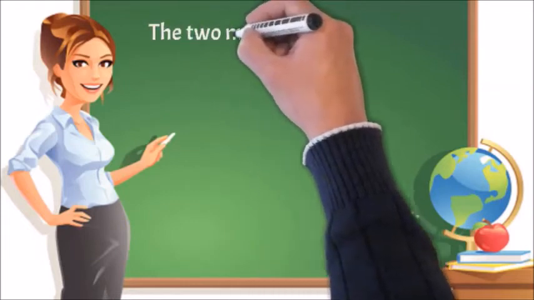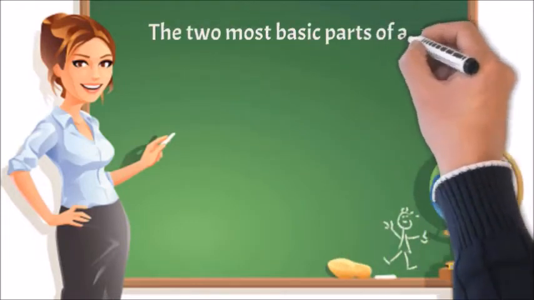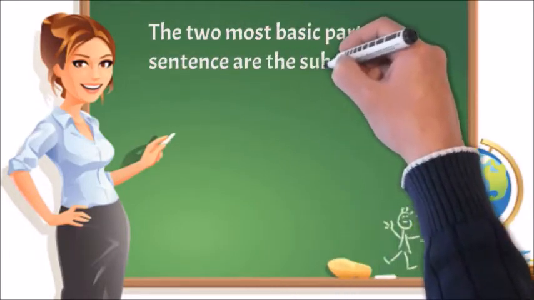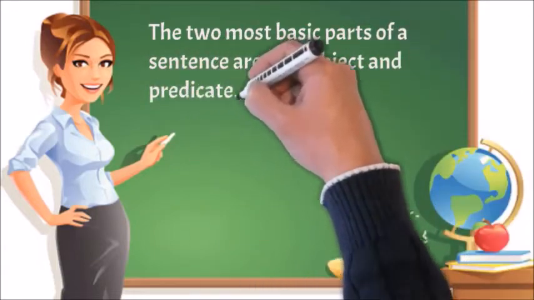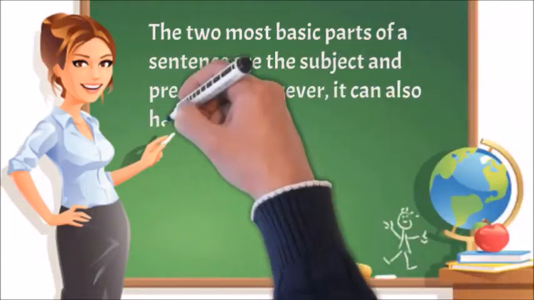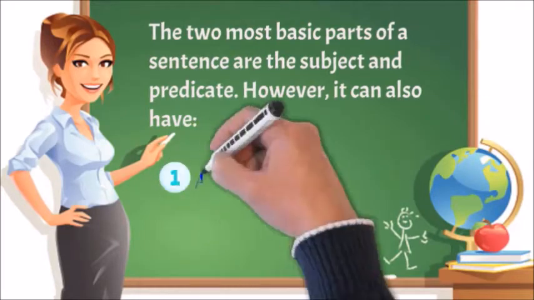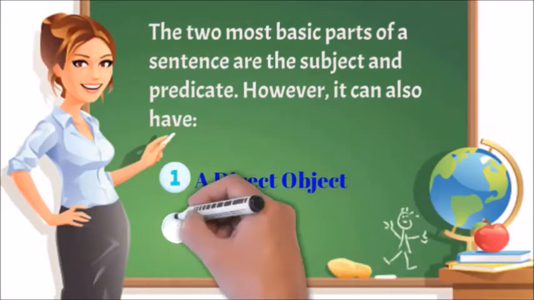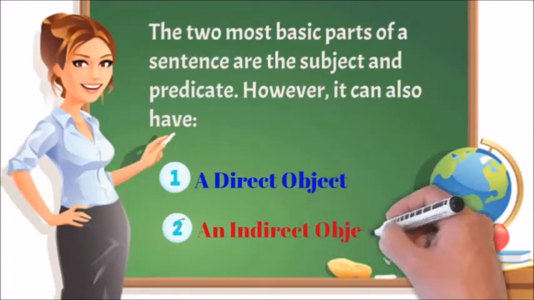Well, Catalina, the two most basic parts of a sentence are the subject and predicate. However, it can also have a direct object and an indirect object.